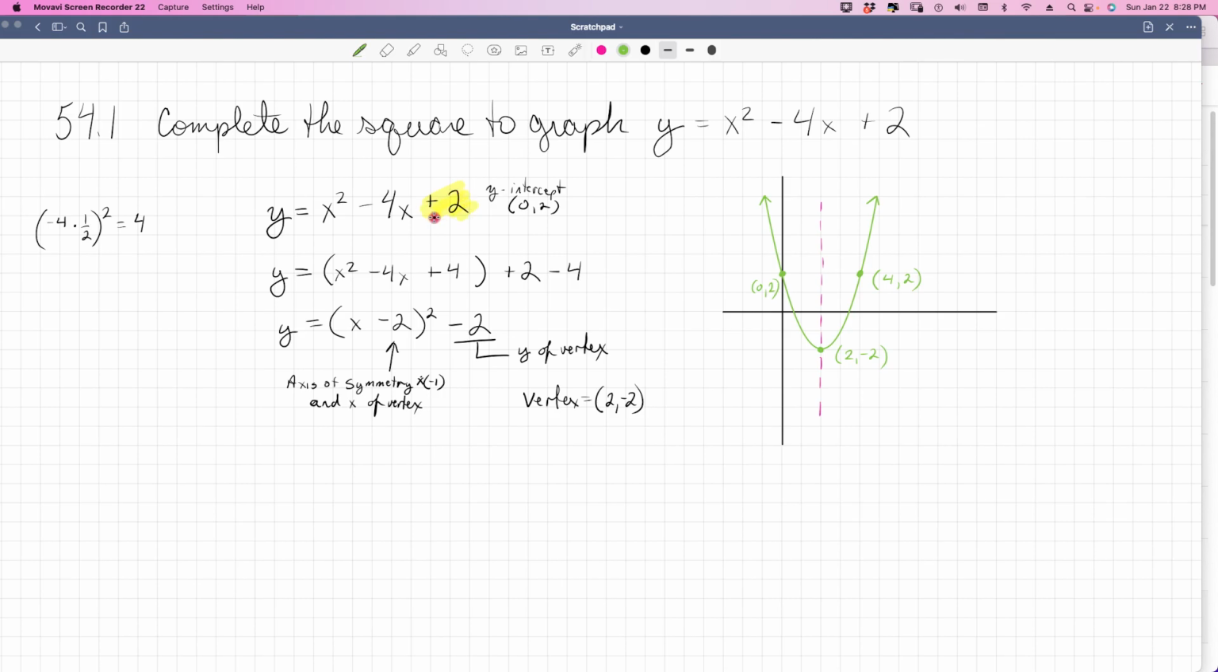Remember that this plus 2 is our y-intercept. So we can actually go on the graph and put in (0, 2) as the y-intercept. That is where our parabola is going to cross the y-axis. Then we're going to complete the square.